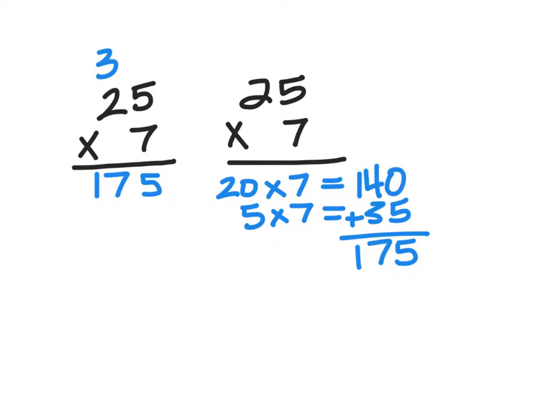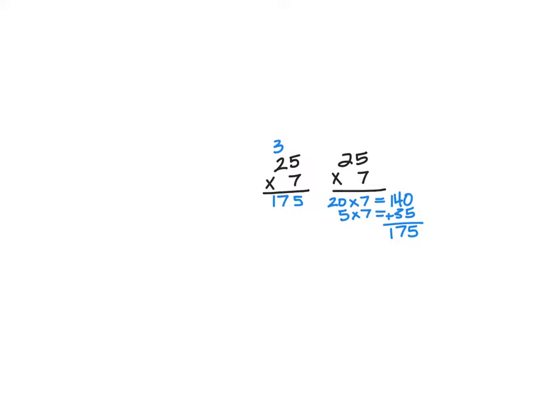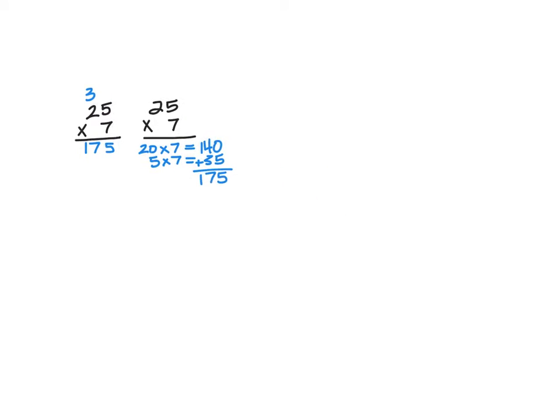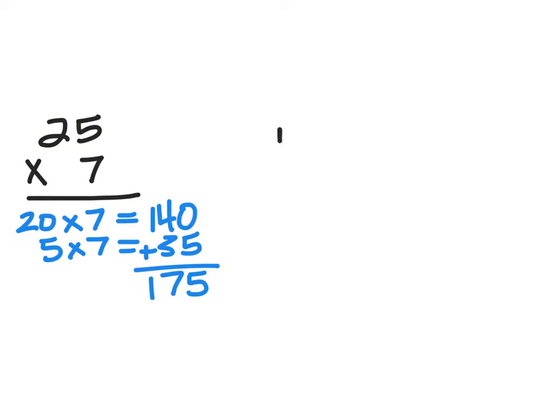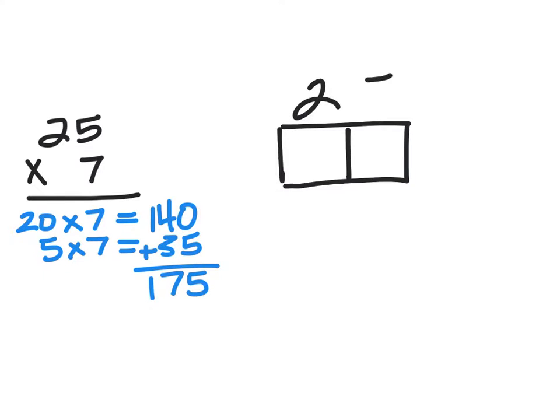Now a third method that I can use is called lattice, and lattice is a bit of a different approach. I'm going to start by creating a grid, and since this is a two-digit by one-digit multiplication problem, I'm going to start with a 2 by 1 grid, and I'm going to write 25 above the top. I'm going to put the 7 on the side, and then I'm going to add these diagonal lines that cut through the boxes.